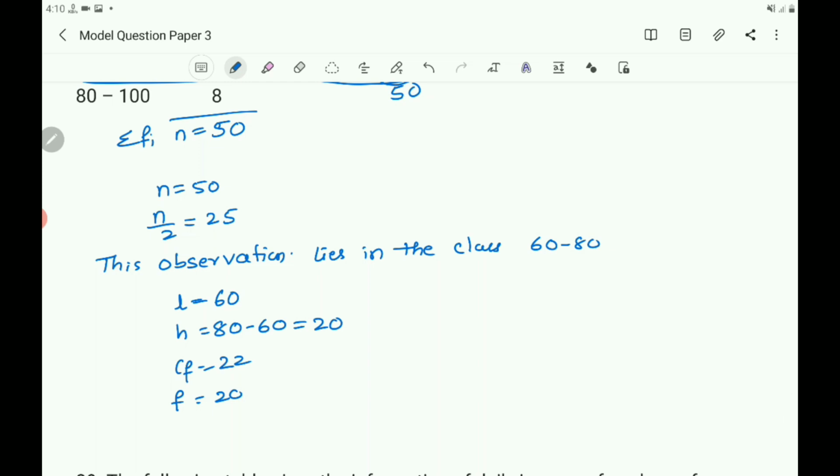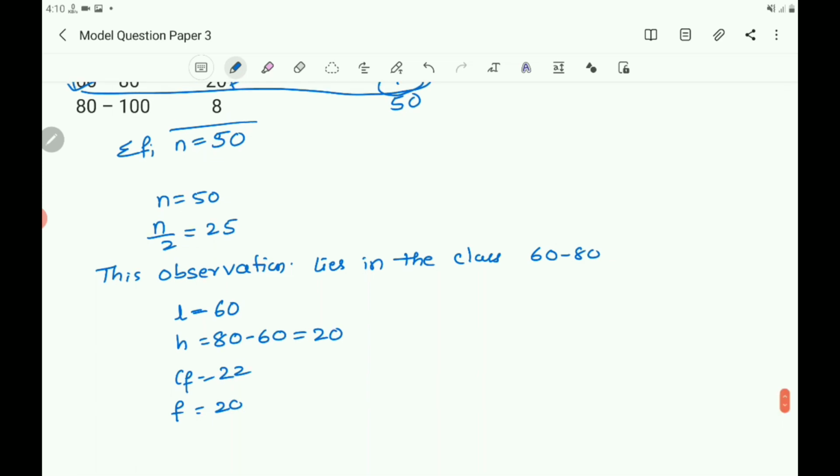F equals 20, and you write the formula. What is that formula? Median equals L plus, n by 2 minus CF by F into H.